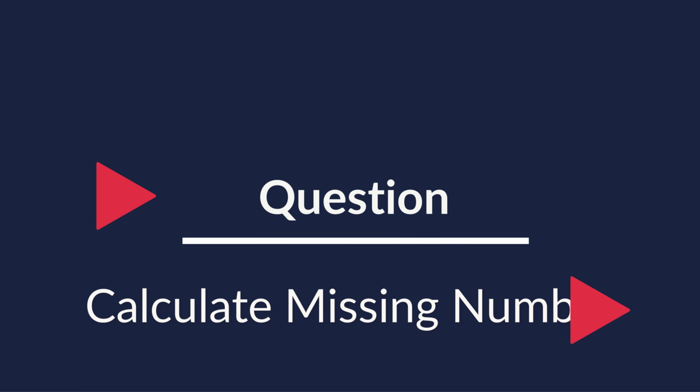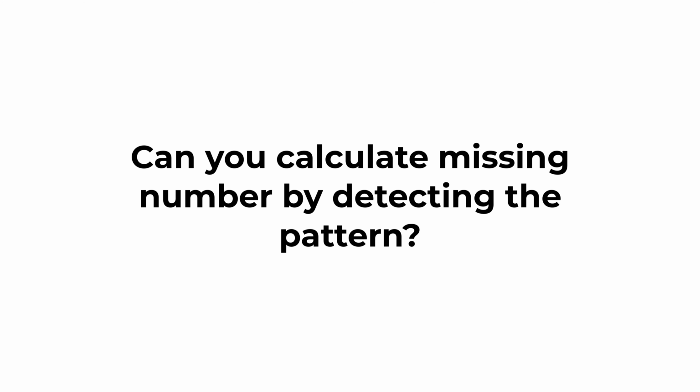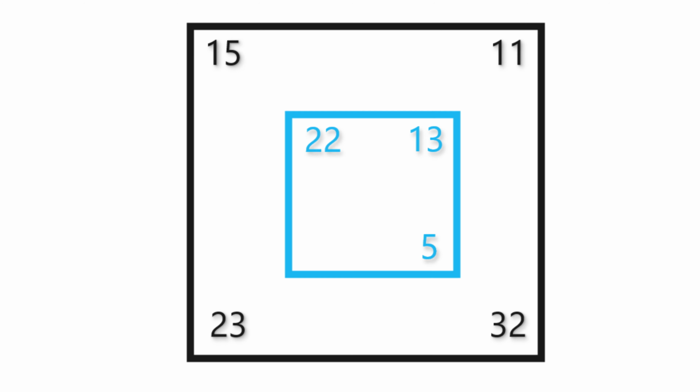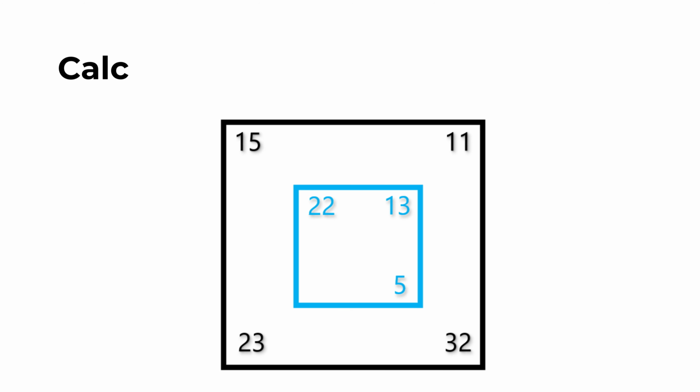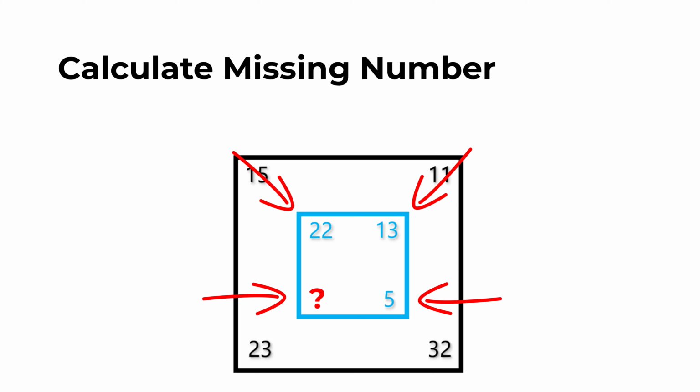This is a very interesting question which requires you to do calculations based on the pattern that you need to detect. You're presented with 2 squares. Small square is located inside the larger square. There are numbers in all corners of the larger square as well as in all corners in the smaller square.